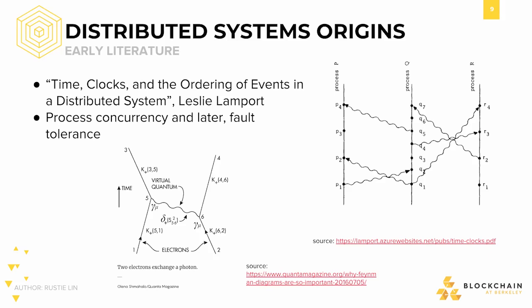On the right, you can see one of Lamport's diagrams depicting three processes, the vertical lines, each with their own set of events, the points on these lines.